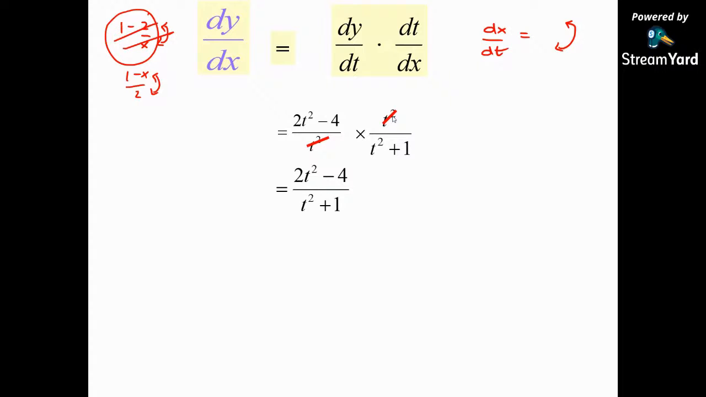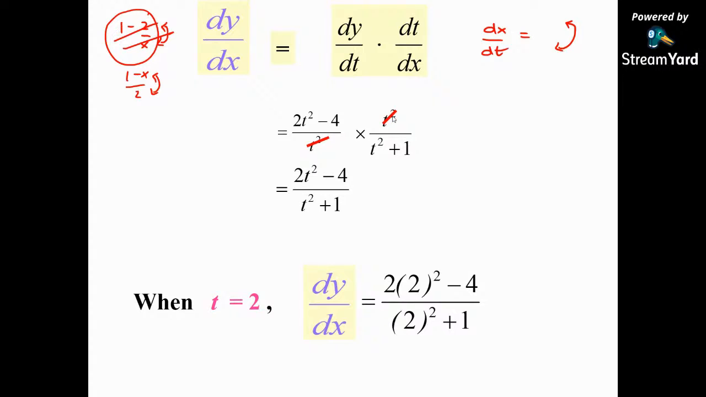So now we do have dy over dx in terms of t. So this is when you're going to substitute the value of t. So substitute t equal to 2 in. So you're going to get dy over dx is 2 times 2 squared minus 4 over 2 squared plus 1. So this 2 squared is 4, 4 times 2.